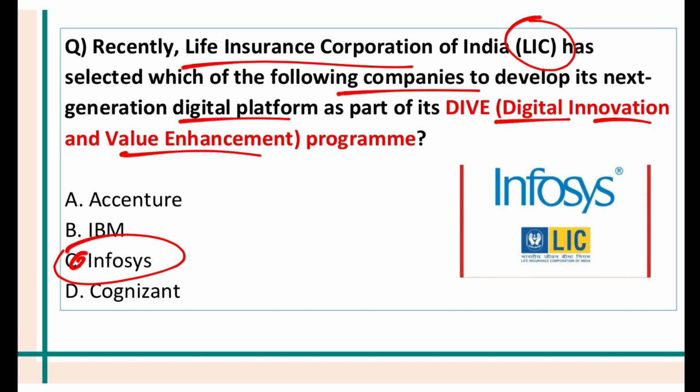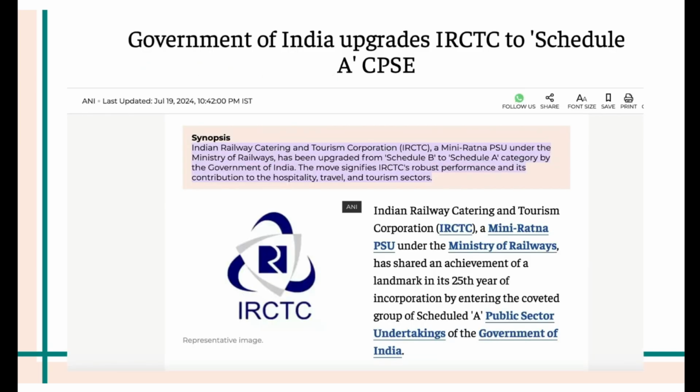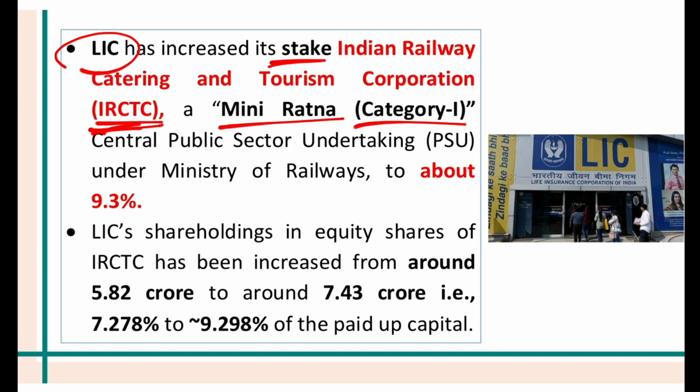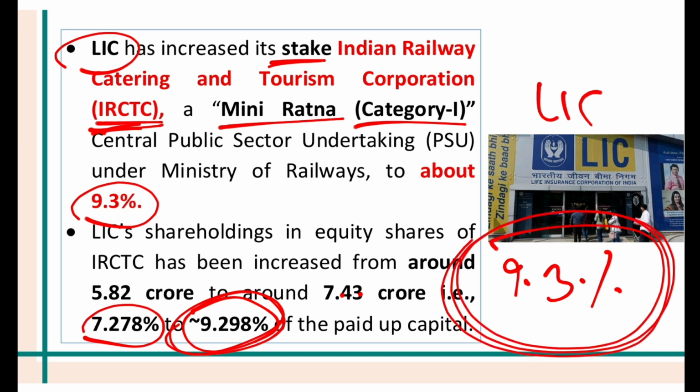And LIC was also in news because it has increased its stake in IRCTC. IRCTC is a Mini Ratna Category 1 company, and IRCTC was in news recently because it has now been declared a Schedule A central public sector enterprise, opening the way for it to become Navratna in the future. So what was the shareholding of LIC in IRCTC? It was approximately 7.2%. Now they have increased it by 2% to 9.3%. So LIC now owns 9.3% in IRCTC.